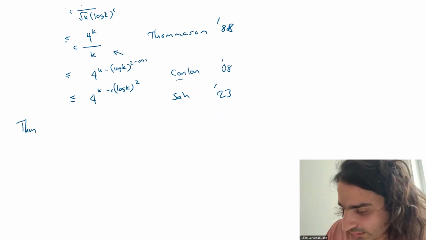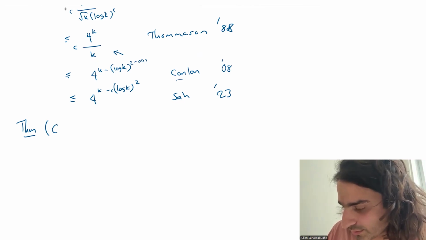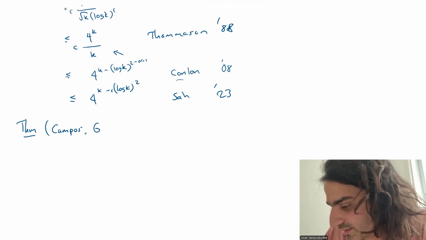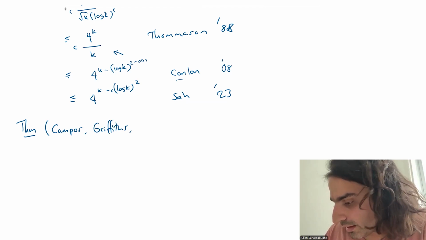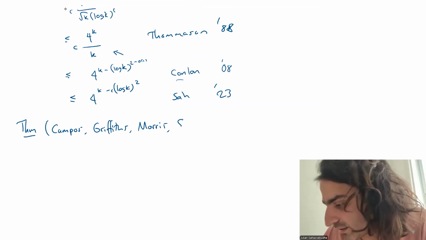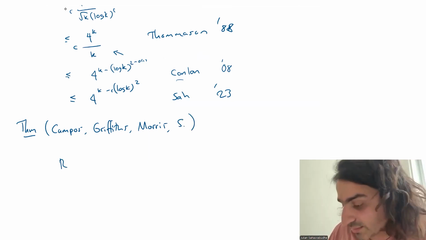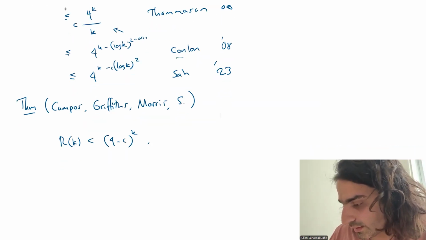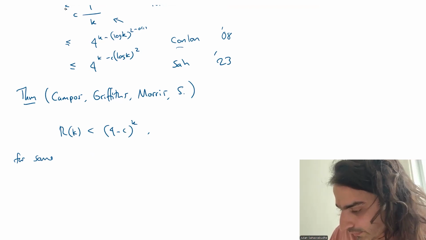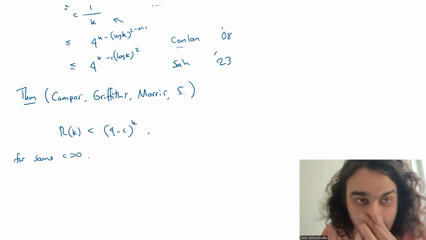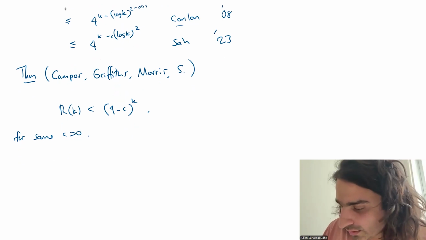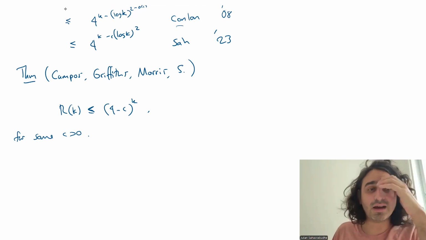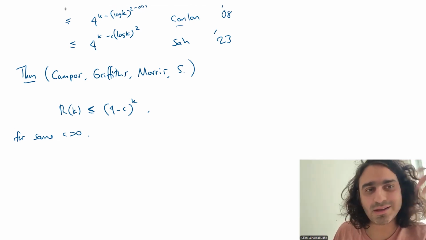Okay, so 2 years ago, joint with Marcelo Campos, who I guess talked recently in the seminar, Simon Griffiths, and Rob Morris, and myself, we managed to obtain the first exponential improvement on the diagonal Ramsey numbers, for some fixed c. Okay, so this was basically 2 years ago that we finished this paper.